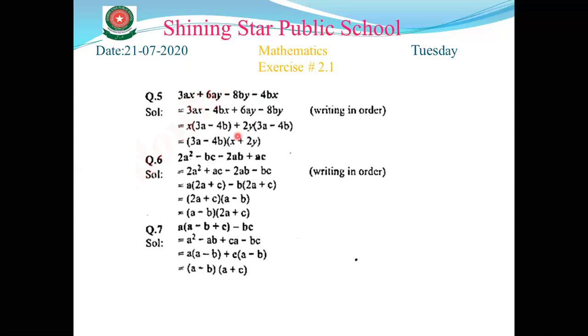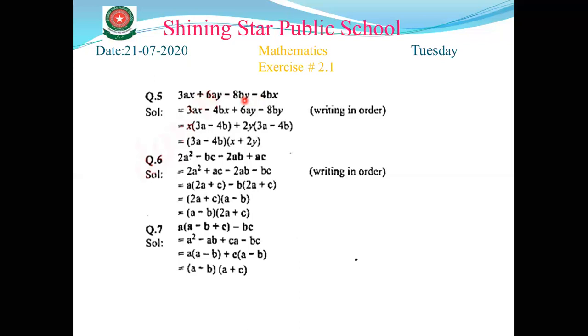And from these next two terms, you can take common 4b, minus 4b. There are two different methods to solve this question. First method is from the first two terms, you can take common 3a and you will get x plus 2y. And from these two terms, you can take common 4b with minus. So it becomes x plus 2y.